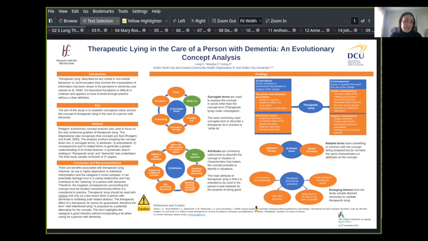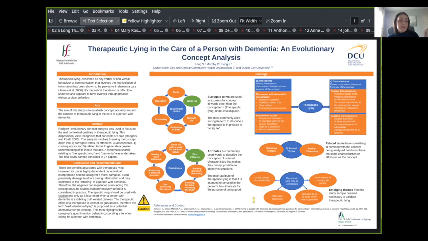So the aim of our study was to establish conceptual clarity around the concept of therapeutic lying. And we used Rogers' evolutionary concept analysis to do this. Rogers' evolutionary concept analysis focuses on the real contextual qualities of therapeutic lying. Its dispositional view recognizes that concepts are fluid. The analysis involves breaking the concept down into surrogate terms, attributes, antecedents, consequences, and related terms to generate a greater understanding of its innate features. We conducted a systematic search using therapeutic lying and dementia-related search terms, and the final study sample consisted of 37 papers.